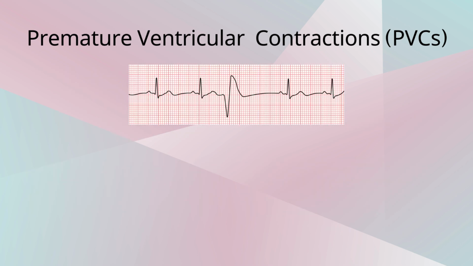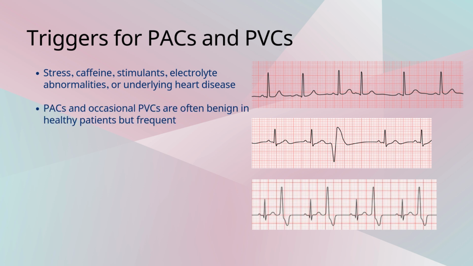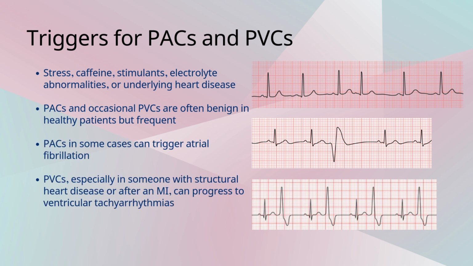Clinically, premature contractions can be triggered by stress, caffeine or other stimulants, electrolyte abnormalities, underlying heart disease. And PACs and occasional PVCs are often benign in healthy patients, but frequent PVCs, especially in someone with structural heart disease or after an MI, are concerning because they can progress to ventricular tachyarrhythmias.